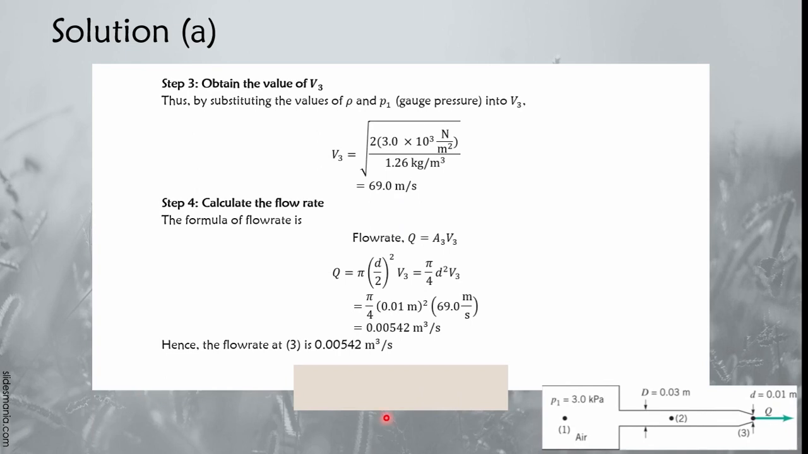Next, substitute the information into V3, but note that this time P1 is in gauge pressure, not absolute pressure, because the Bernoulli equation uses gauge pressure. Then, calculate the flow rate using this formula. Since the cross-sectional area is pi r squared, and r is D over 2, plug it in, so we have this formula. After calculation, we get the flow rate is 0.00542 meter cubed per second.